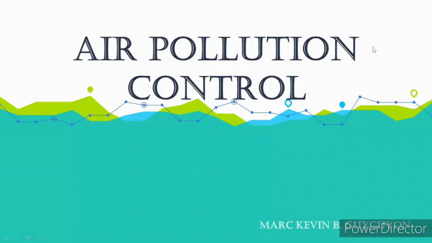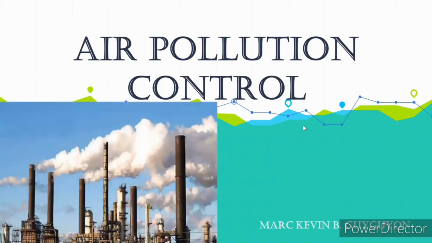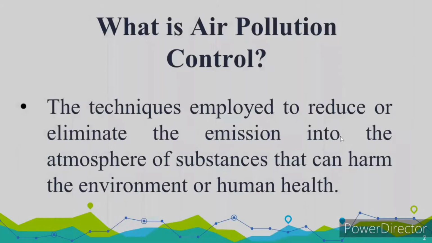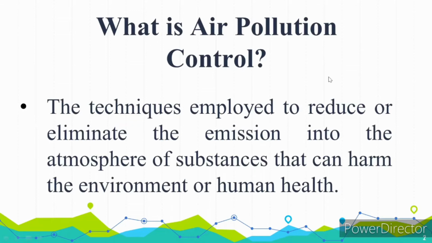Okay, good evening everyone. So I'm Mark Kevin Guiguyen reporting for air pollution control. An example of air pollution control. So these are the pictures. And so what is air pollution control? Air pollution control is the techniques employed to reduce or eliminate the emission into the atmosphere of substances that can harm the environment or human health.